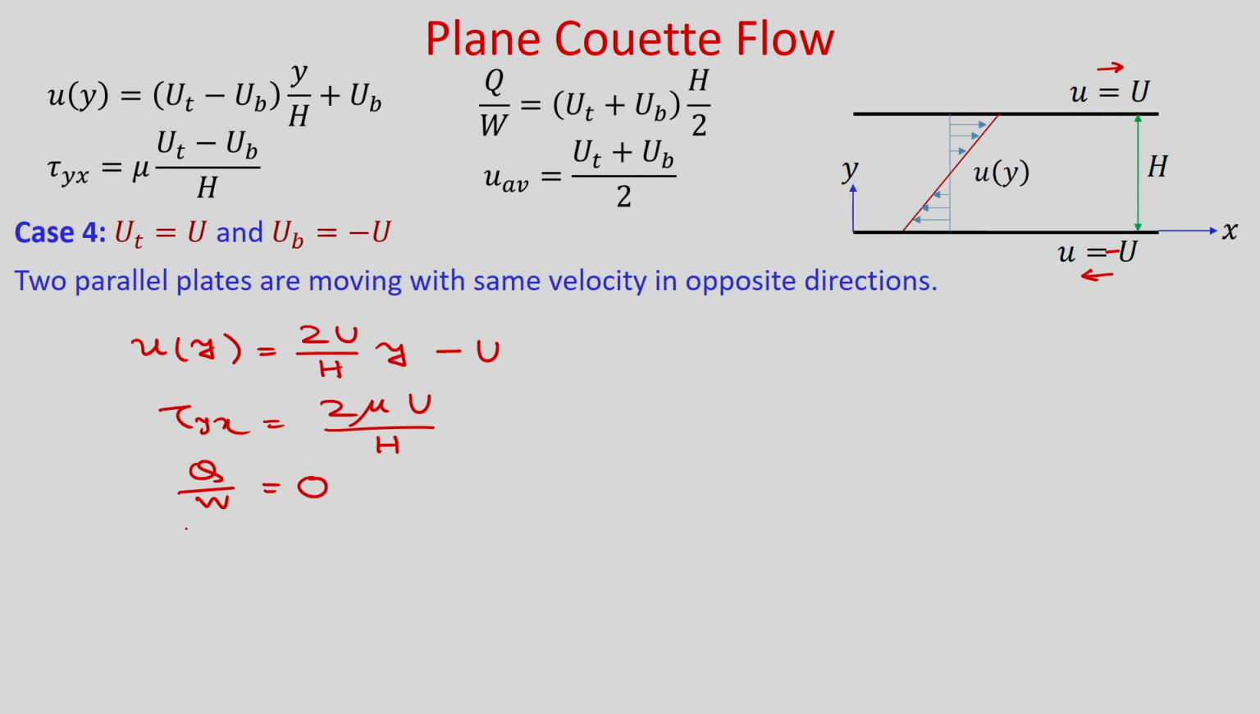So, this will be 0 and u average will be 0. And where you are expecting that u velocity will become 0, from here you can see that u will be 0 when twice u by h y at u is equal to 0 minus u is equal to 0. So, y will be u is equal to 0 at h by 2.